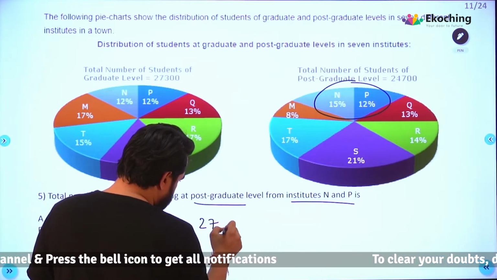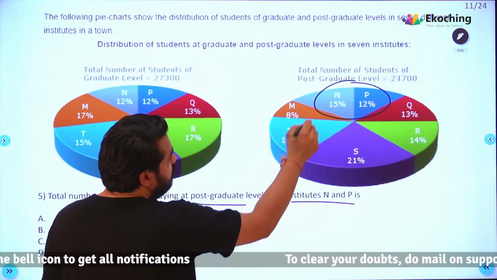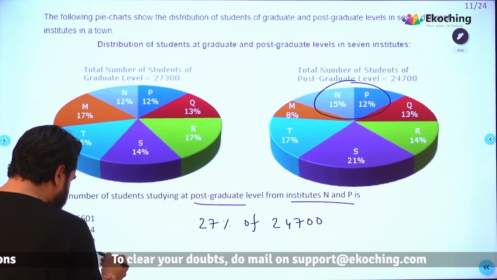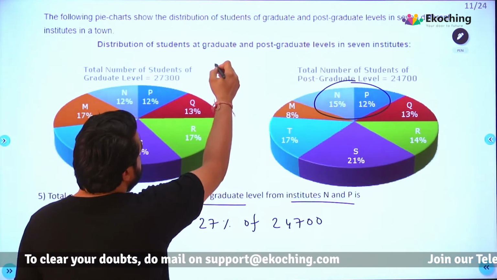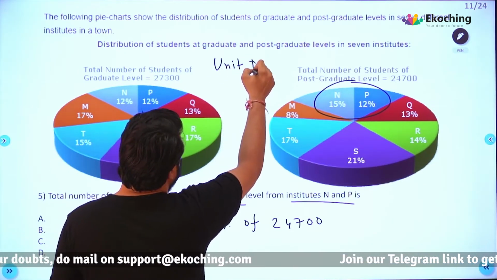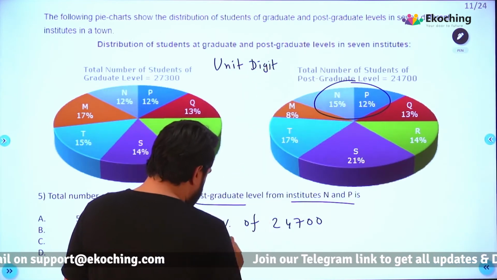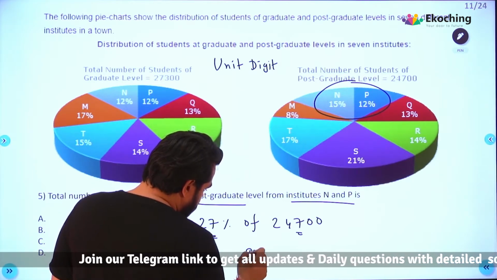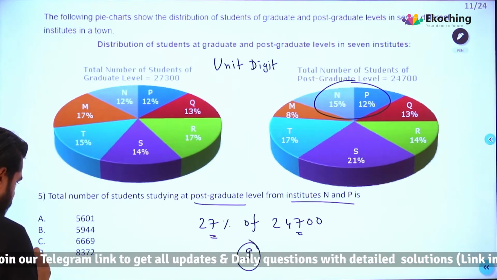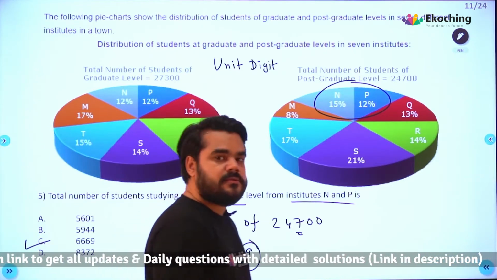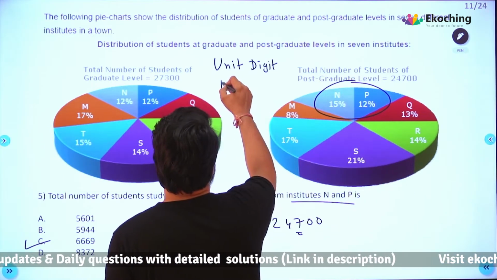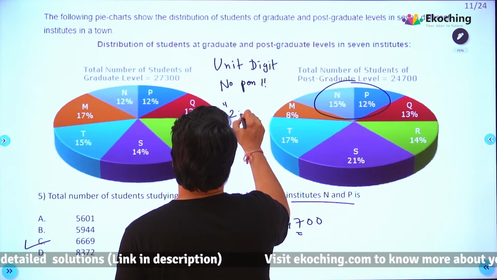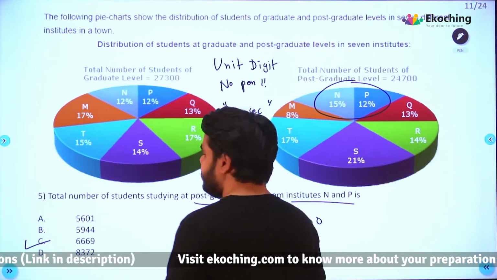27% of 24700. Last digits are all different, so I'm going to use unit digit method. 7 into 7 gives me 49. Last digit should be 9, and my answer is 6669. Right? So yes, I would term this question a no pen question. Call it a no pen question or call it a 20-second question. That's really up to you, right?